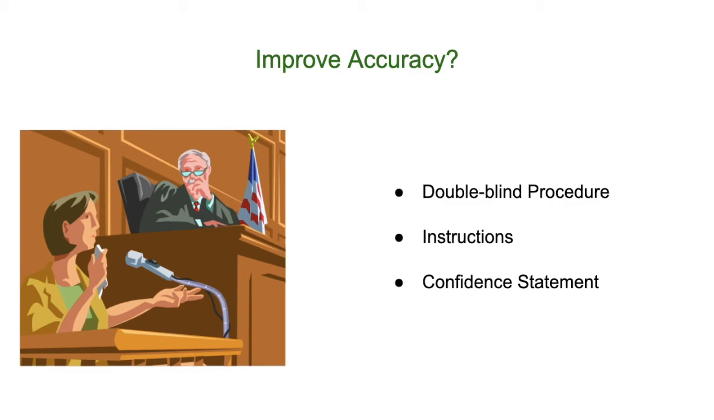Third is confidence statements. Immediately following the lineup procedure, the eyewitness should provide a statement in his or her own words that articulates the level of confidence he or she has in the identification made. Therefore, I was able to talk about how memory can be unreliable.